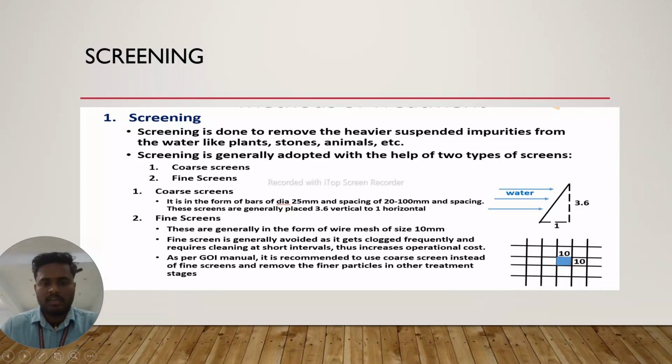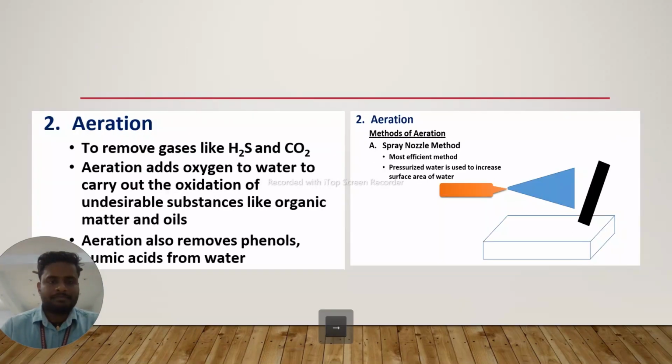As per the Government of India manual, it is recommended to use the coarse screen instead of the fine screen, and to remove the finer particles in other treatment stages. So we have to know that in screening there are two types of screen: the first is the coarse screen and the second is the fine screen.